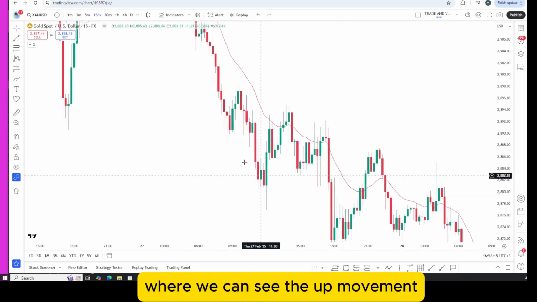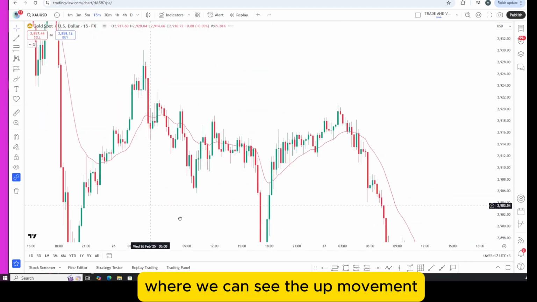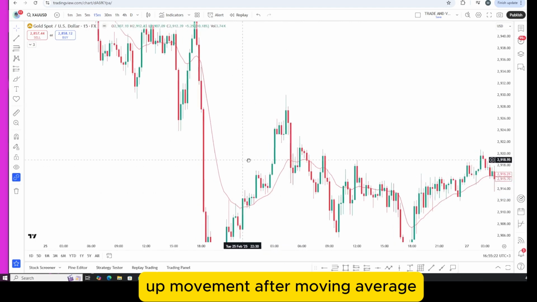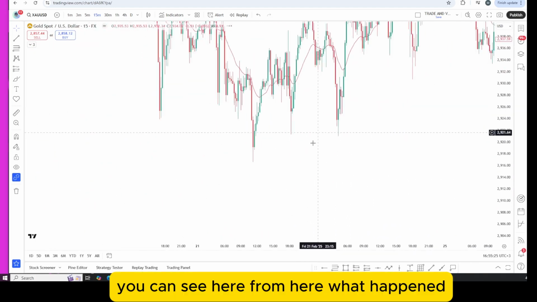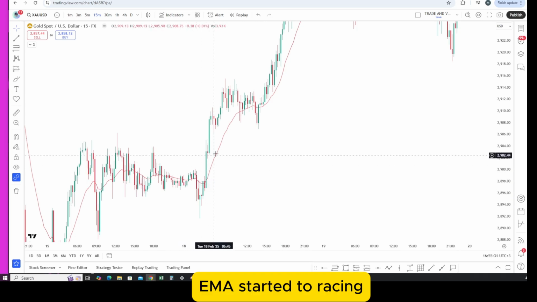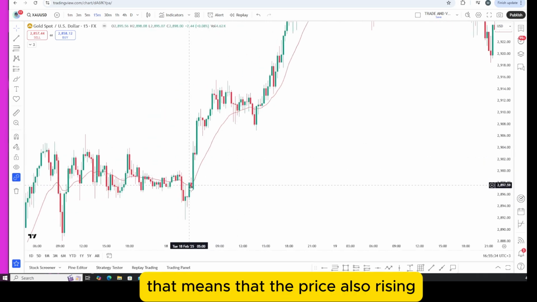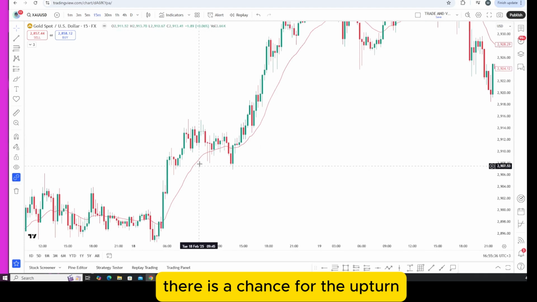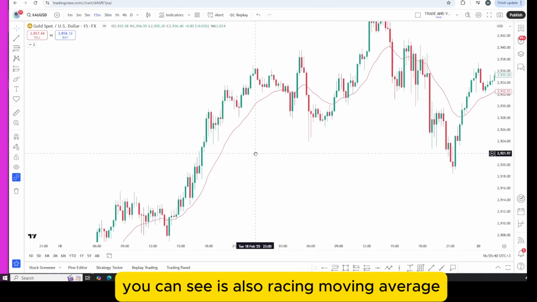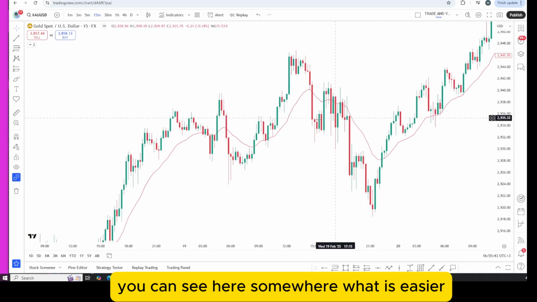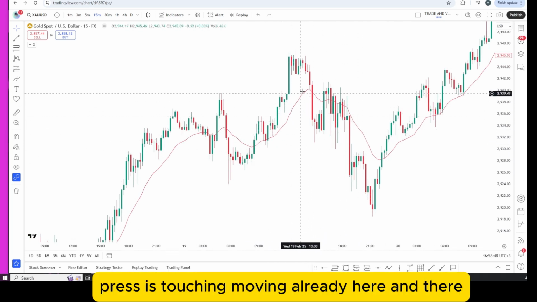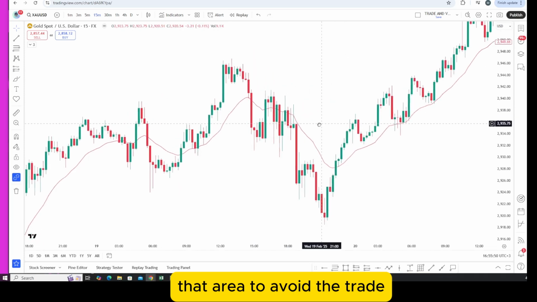Okay, where we can see the up movement, you can see this was an up area of the moving average. From here the EMA started rising. That means the price is also rising, and there is a chance of an uptrend. You can see it's a rising moving average. Somewhere here there is a sideways movement. The price is touching the moving average here and there, so avoid trades in that area.